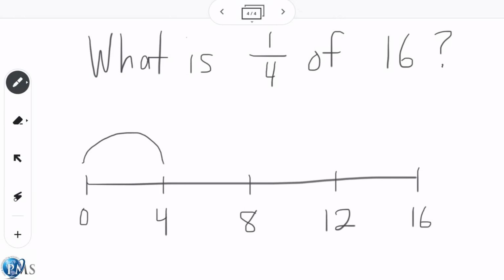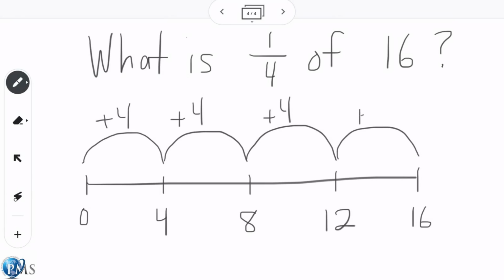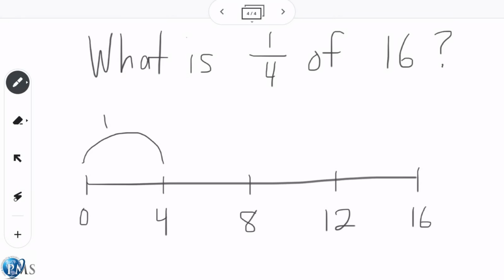Now if you notice, each of these jumps goes up by 4, doesn't it? From 0 to 4, that's adding 4. And then from 4 to 8, another 4. 8 to 12, you see the pattern now, I'm sure. That's another 4, and 12 to 16 is another 4. So each of these jumps is going up by 4. That's very important to notice. And we still haven't answered our question yet. We want to figure out, what is 1/4 of 16?